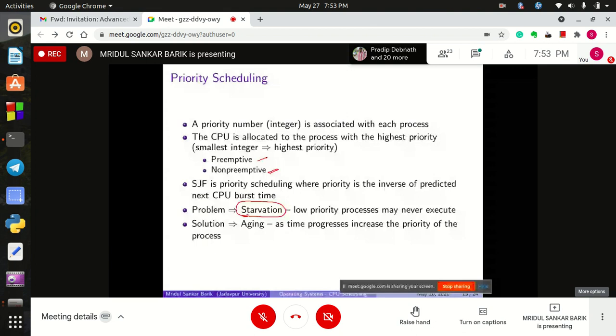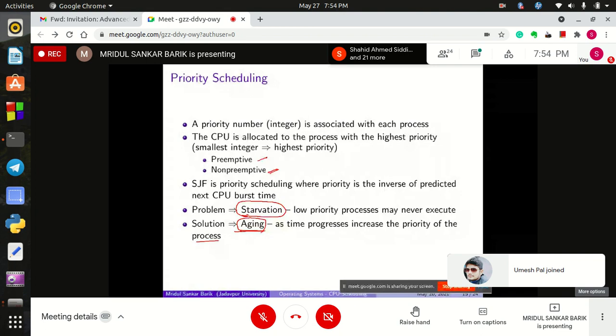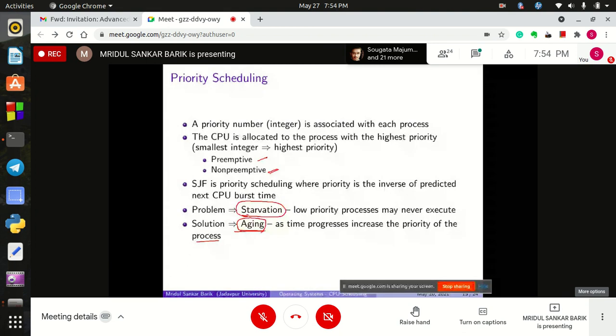In order to solve this problem of starvation, we have one technique which is known as aging. As time progresses, we increase the priority of the process, even though its priority is the lowest. As time progresses, say every 1 hour, we increase the priority of the process by 1. If we adopt this strategy, then it is guaranteed that at some point of time it would have the highest priority, so it would be able to execute at that point. So aging is one solution to the starvation problem in priority scheduling.